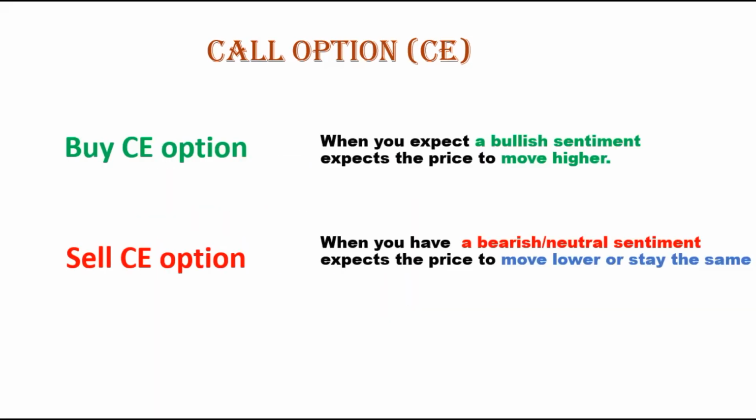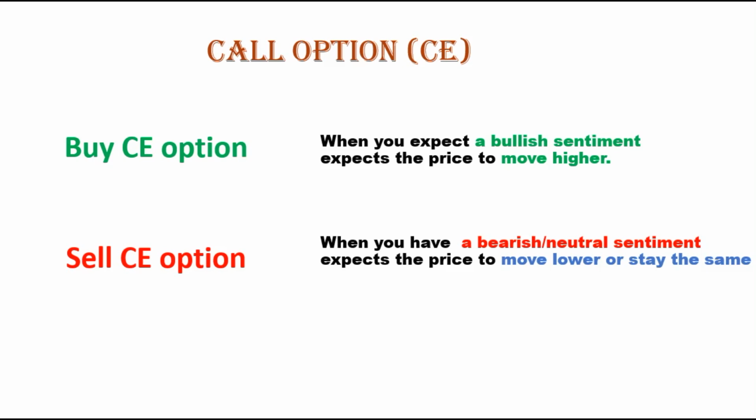First, we will see what a call option is. We have two options, call option and put option, that is CE and PE. With a CE option, there is an opportunity to benefit from an increase in the price of the stock or index. That is when we can buy the call option: when we expect a bullish movement and the price to move higher. With a bullish sentiment in the market, expecting the price to move higher, we can buy the call option, the CE option.